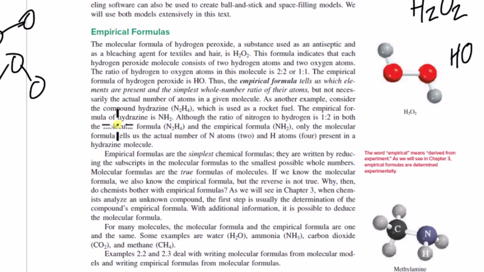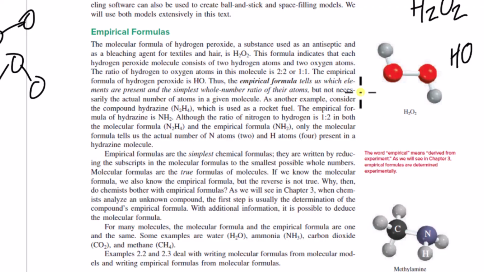As another example, consider the compound hydrazine, N2H4, which is used as rocket fuel. The empirical formula of hydrazine is NH2, right? In N2H4, it's 1 nitrogen for every 2 hydrogens. Although the ratio of nitrogen to hydrogen is 1 to 2 in both the molecular formula and the empirical formula, only the molecular formula tells us the actual number of nitrogen atoms and hydrogen atoms present in the hydrazine molecule.